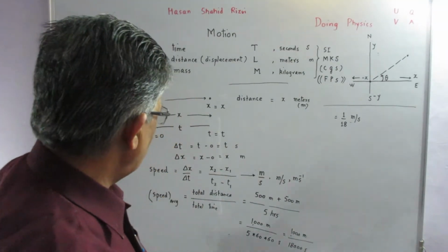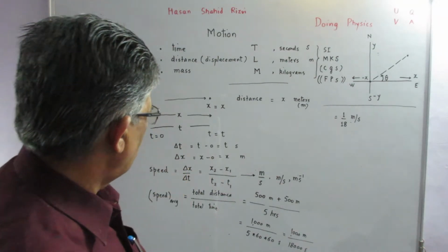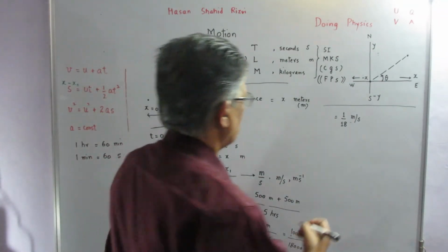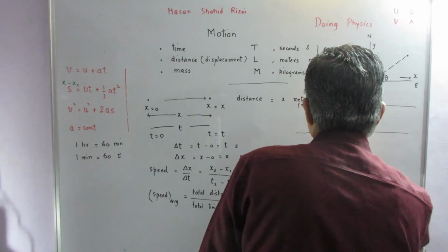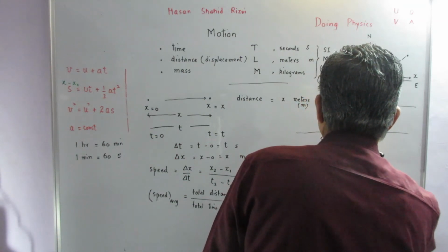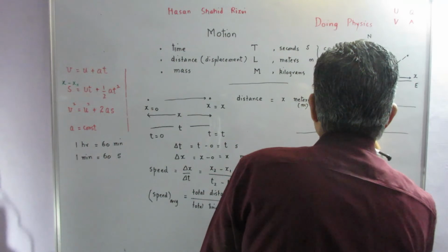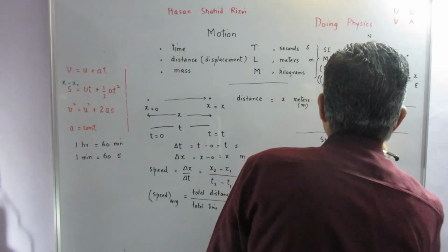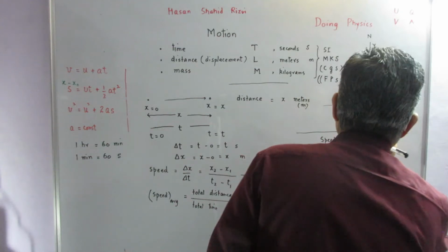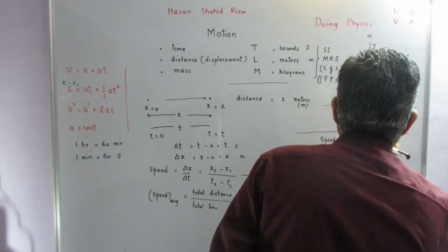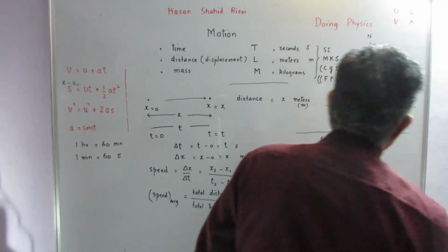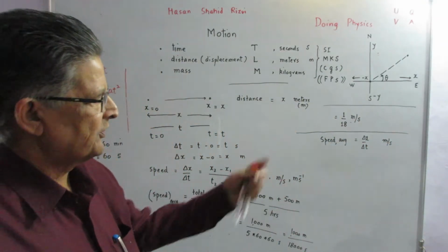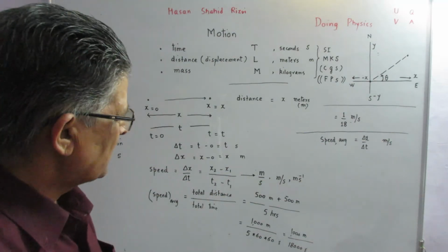So I define speed as delta x upon delta t, and average speed is equal to delta x upon delta t, in meters per second or kilometers per second, kilometers per hour, etc.